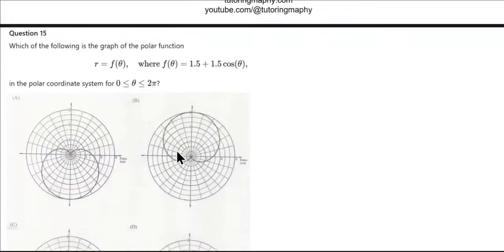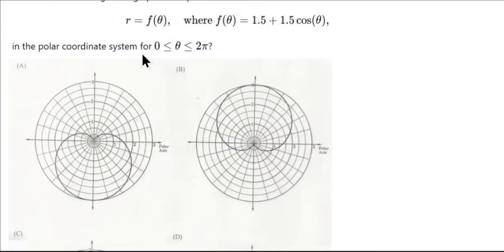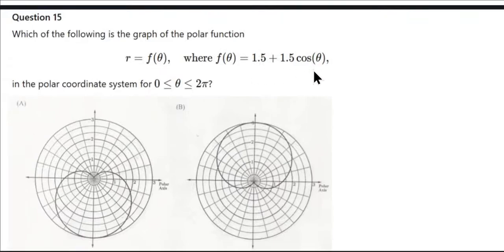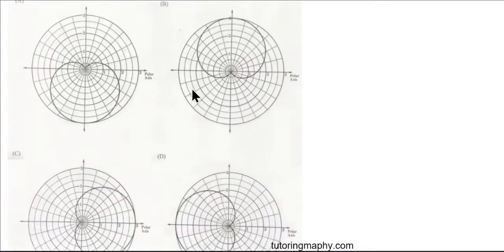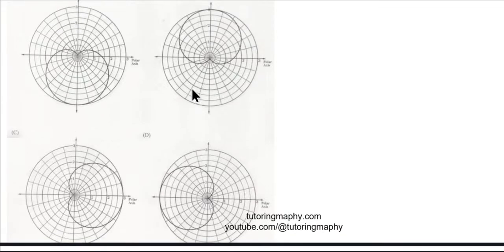Okay. All right, switching to polar functions now. We are given the equation of a polar function, 1.5 plus 1.5 cosine of theta, and we have to find which of the following is the correct graph of this.